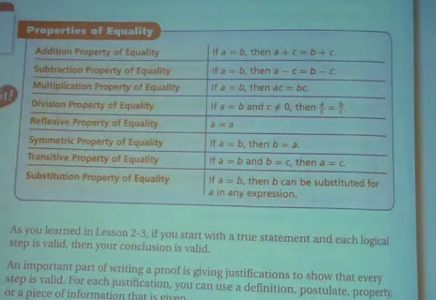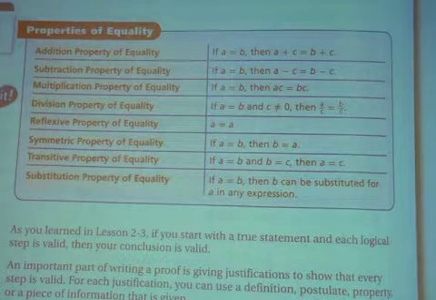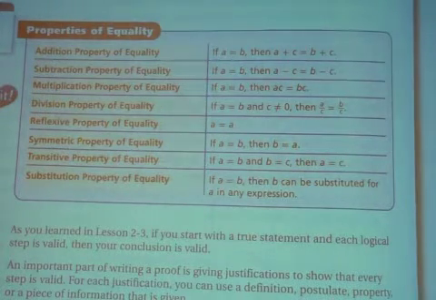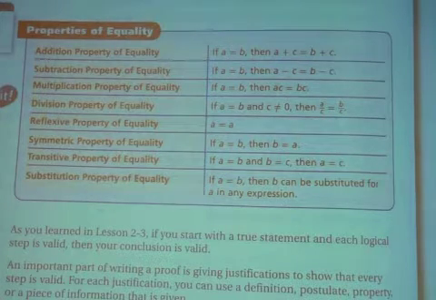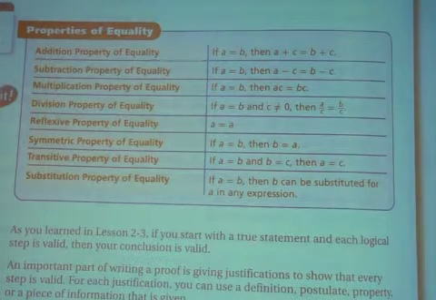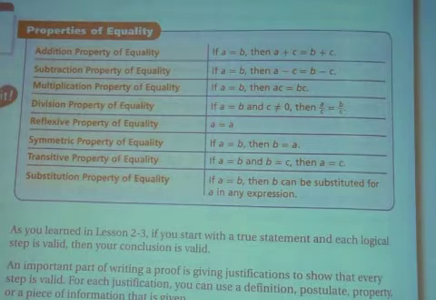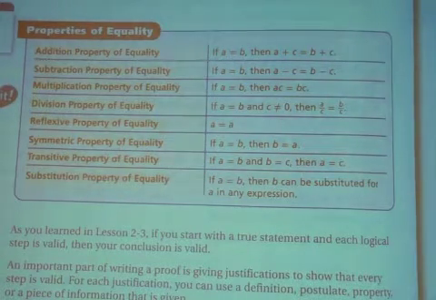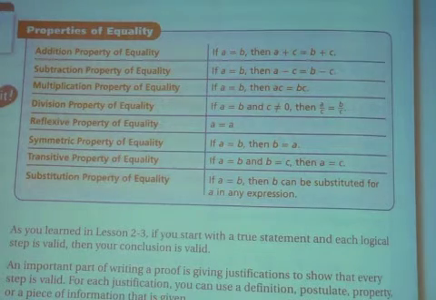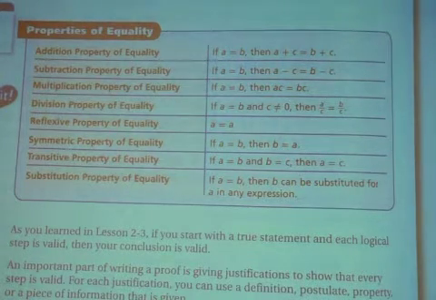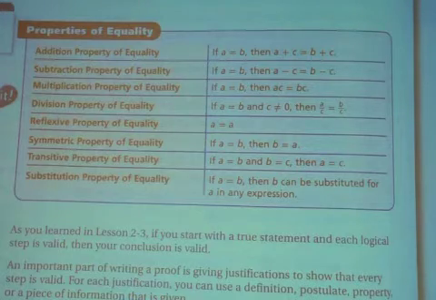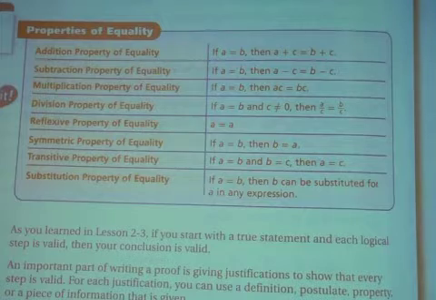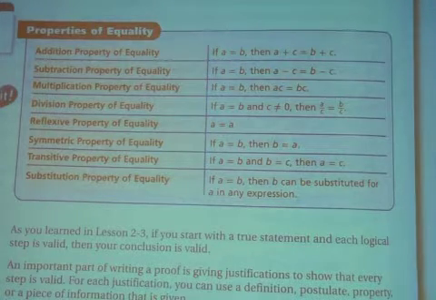The addition property of equality simply means that when I add something to one side of an equation, I add it to the other. The subtraction property of equality means that when I subtract something from one side of an equation, I subtract it from the other. The multiplication property of equality means I multiply both sides of the equation by the same value. The division property of equality says that I divide both sides by the same value. Be aware you can't divide by 0. When you try to divide by 0, you get something that is undefined in math.